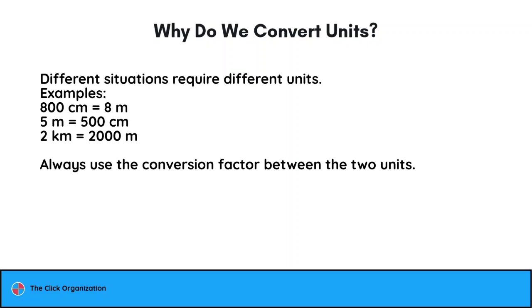Here are a few simple examples. Like 800 centimeters equal 8 meters. 5 meters equals 500 centimeters. And 2 kilometers equals 2,000 meters. The key idea here is to use the correct conversion factor. Conversion changes the unit, but it never changes the actual physical quantity.